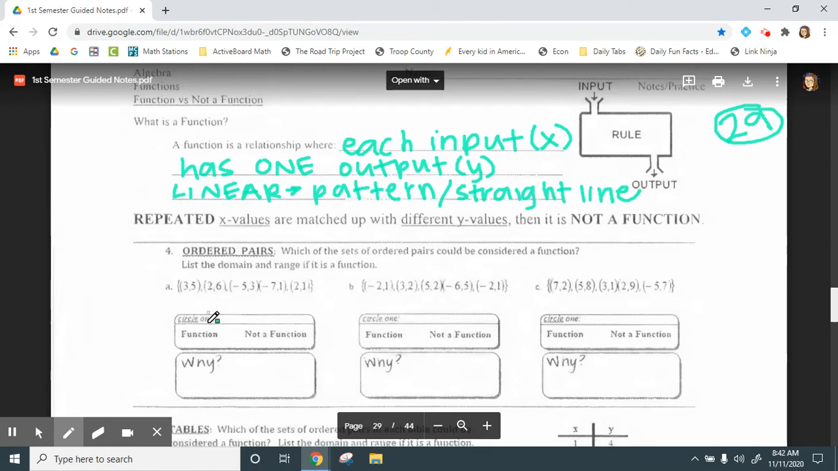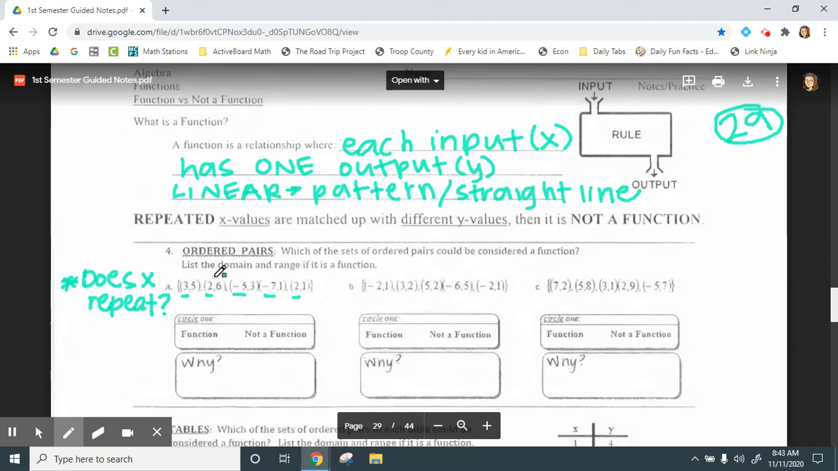So we're going to go for these ordered pairs first. What we're going to do is look at our x values. We have 3, 2, -5, -7, and 2. So we're looking to make sure that each x value only has one pair. First we want to see, does the x value repeat? Does 3 repeat? We look at all of our x values and it does not. Does 2 repeat? Yes, it does.